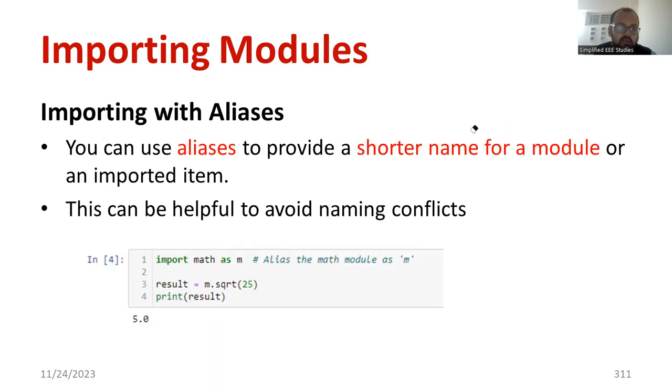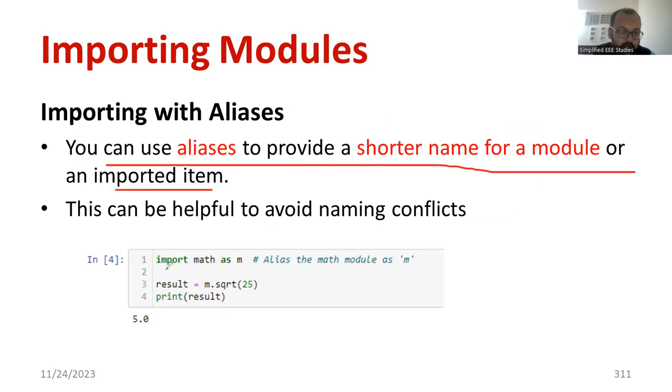Then importing with aliases. What is the significance of aliases? For example, you can use aliases to provide a shorter name for a module or an imported item. For example, import math as M. So instead of math, I am going to call it by a new name, M. For that purpose, I need to use the keyword import, obviously, to import the module. Import, then the name of the module, math. So now, if you want, you can call the module M using aliases. Okay, aliases.